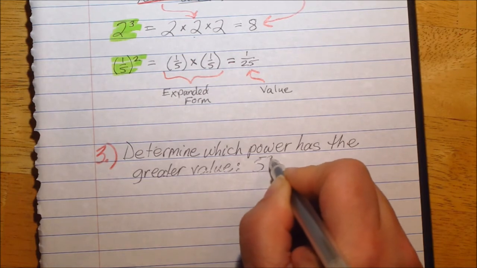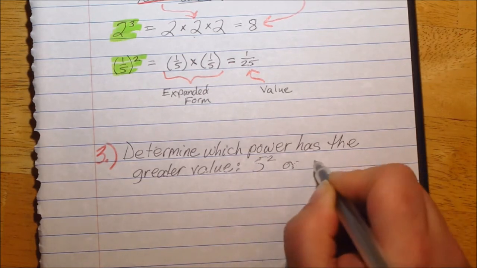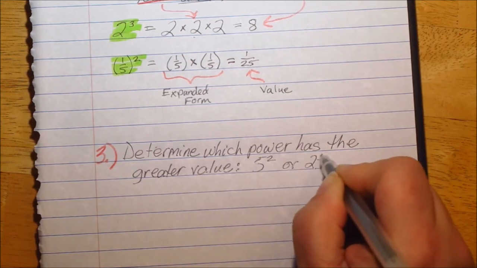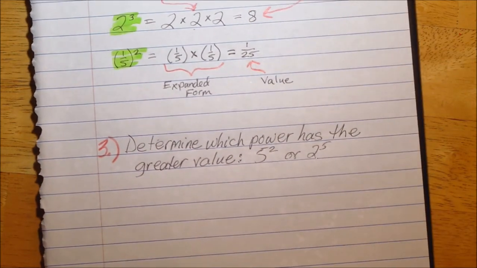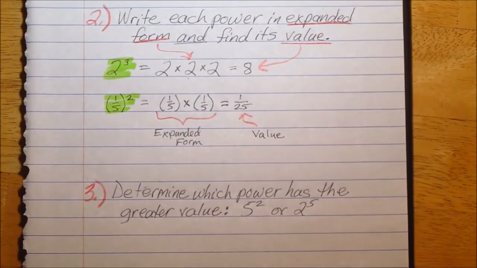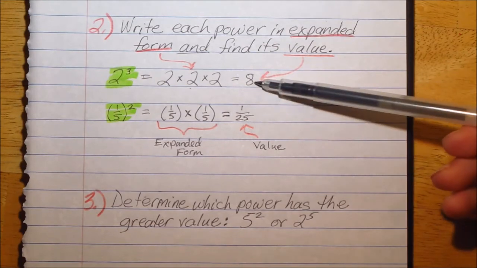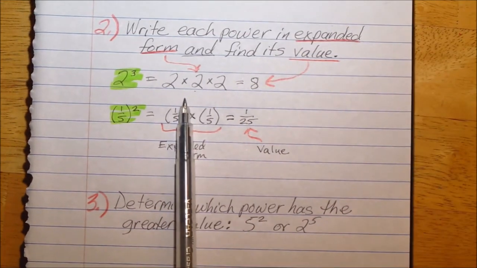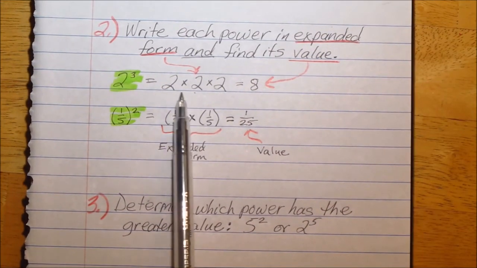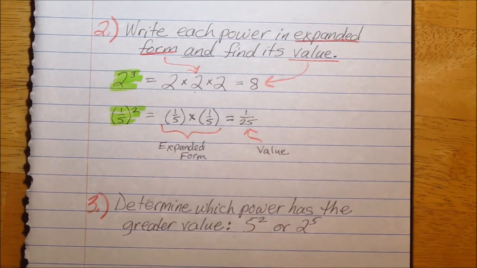5 squared or 2 to the 5th power. Which one has the greater value? Now let's remember from up here, finding value means first you have to put it in expanded form and then figure out when you multiply all of that, what do you get?